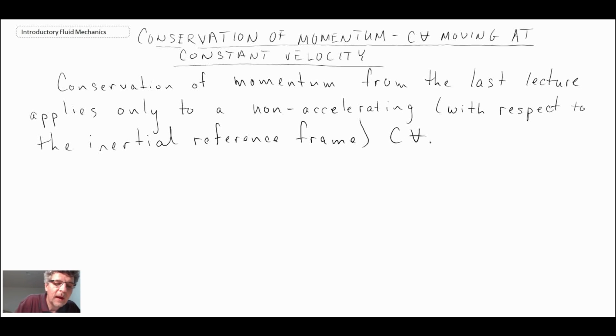Okay, so what we find is that when we looked at conservation of linear momentum in previous lectures, we were dealing with situations where we had non-accelerating, and for the most part, the control volume was always fixed. So what we're going to do, we're going to take a look at a case where, first of all, the control volume is moving.